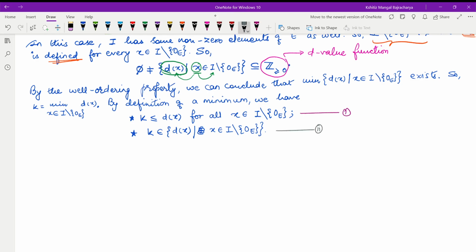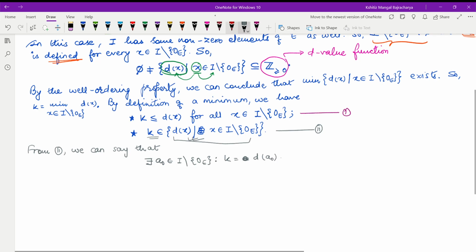Now from 2, as per the definition of this set, since k is in this set, we can say that there exists some a0 belonging to I minus the 0 element such that k is equal to d of a0. Let's call it condition 3.